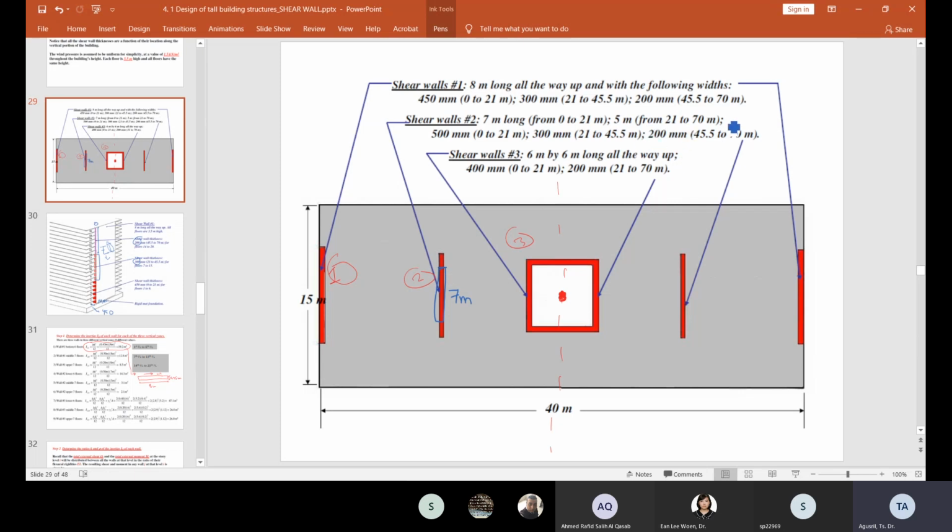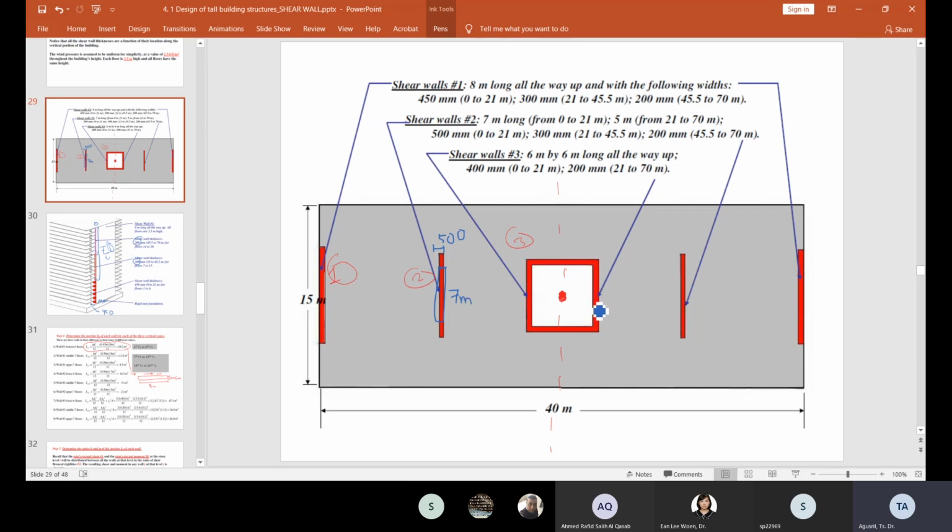And then they also have different thickness. From 0 to 21, the thickness of this wall is 500, so this one is 500. Then from 21 to 45, they have 300 mm, and from 45 to 70, they have 200 mm. So this is for wall number 2.